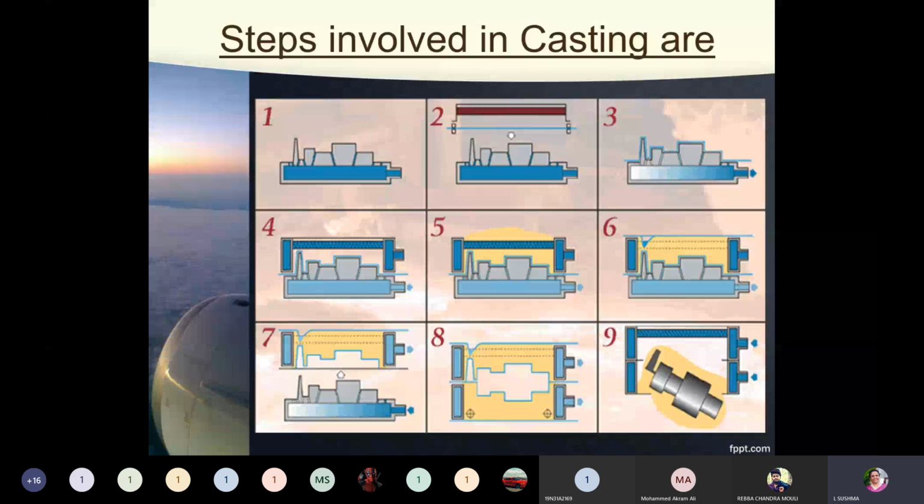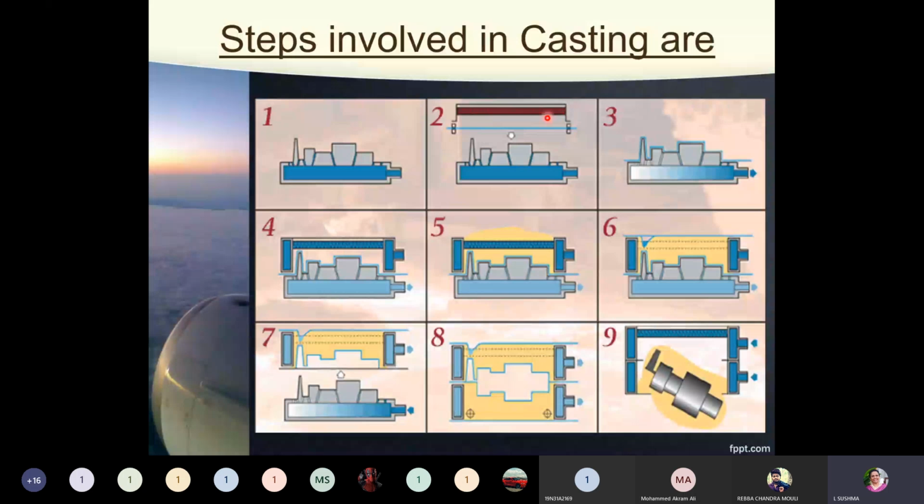Okay, so here everyone please concentrate. This is the first step. You see this blue color, this rectangular one. This is your moulding flask. In that moulding flask, this is your pattern. You have kept this pattern, and this is your upper moulding flask. So you have both the lower moulding flask and the upper moulding flask.